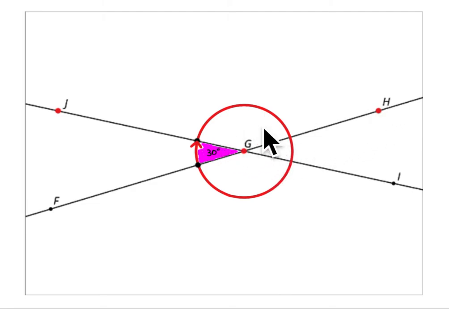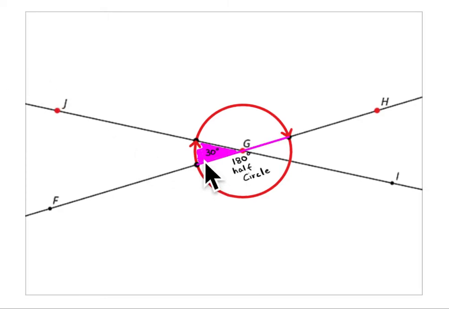So this angle right here. Now notice that they tell you that this is 30 degrees. And if you add this angle, you're going to get a 180 degree angle. You're going to get what's called a straight angle. It forms a straight line.